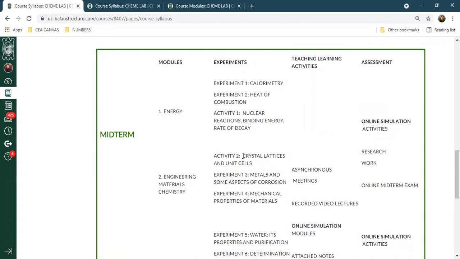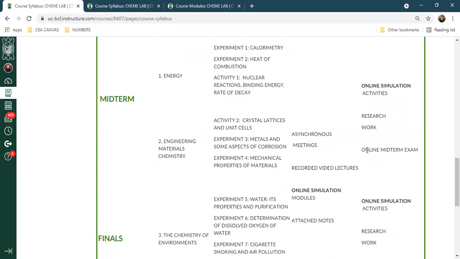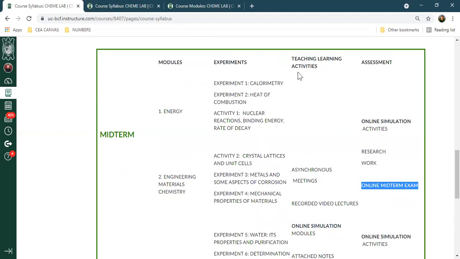Now, the total CS for the midterms will encompass the following: experiments 1 and 2, activity 1, activity 2, and experiments 3 and 4. Your online midterm exam has a coverage of calculations regarding the first and second experiments, the third and fourth experiments, and activities 1 and 2.